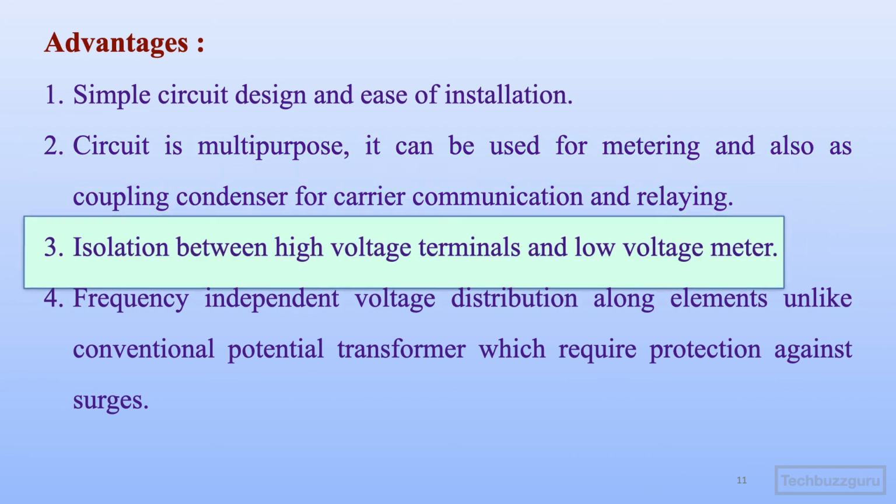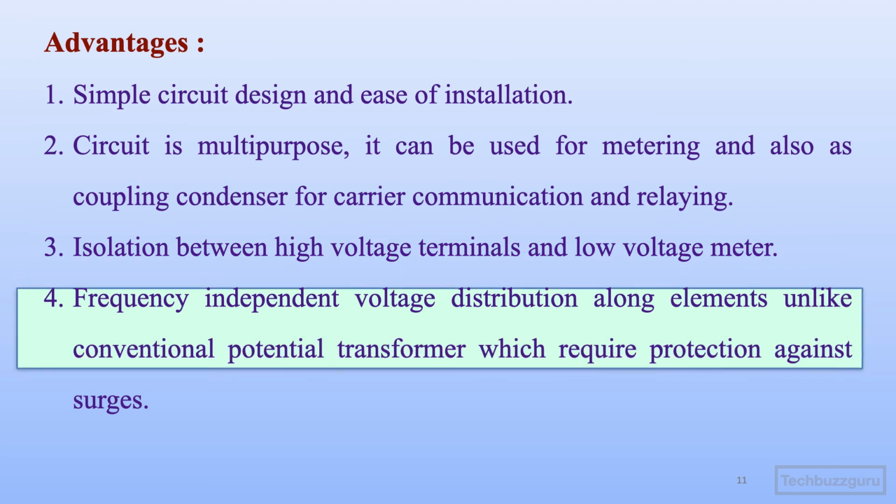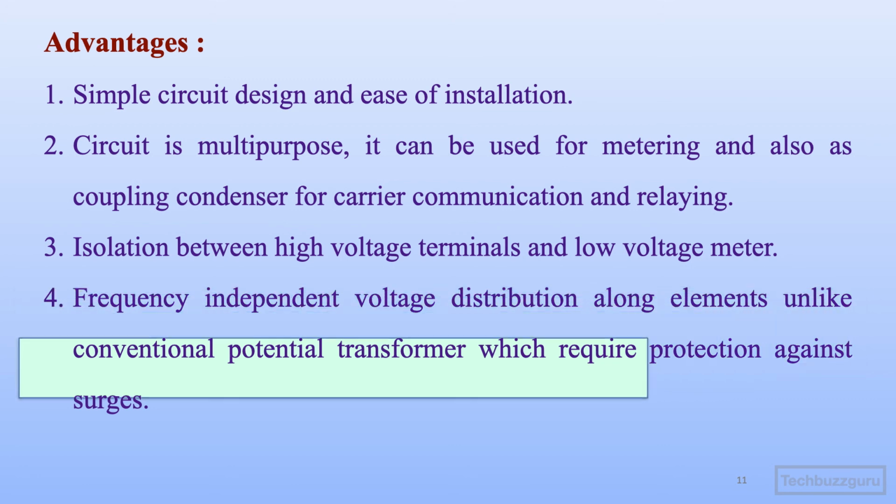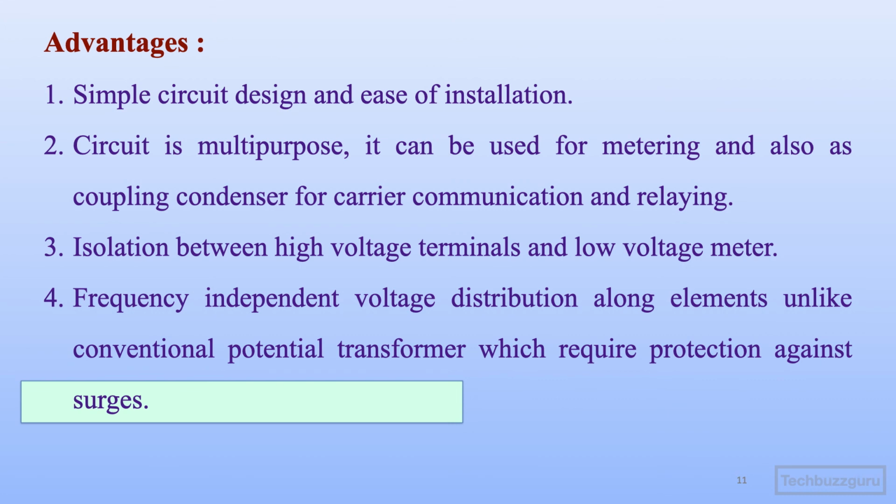Third point of advantage here is that there is an isolation between the high voltage terminal and the low voltage meter due to the matching transformer, and frequency independent voltage distribution along the elements will occur, unlike the conventional potential transformer that requires protection against the surges. So here surges will not result because of the presence of the isolation transformer, and the high voltage circuit is completely isolated. That's why surge protection is not required with respect to the low voltage meter connected for the measurement.